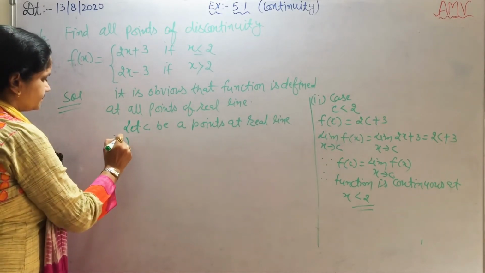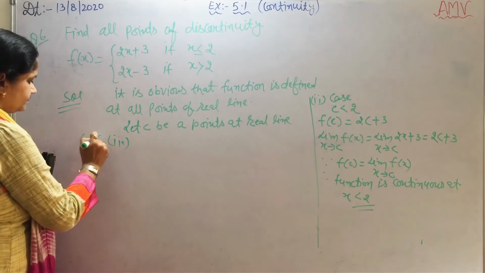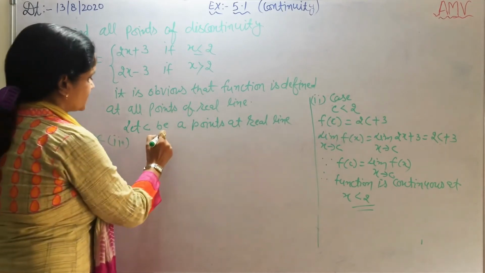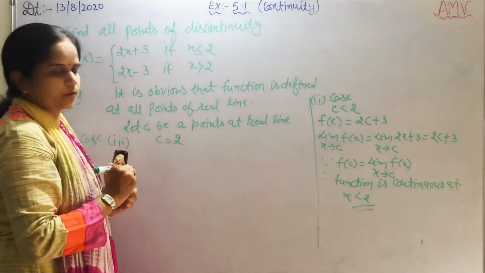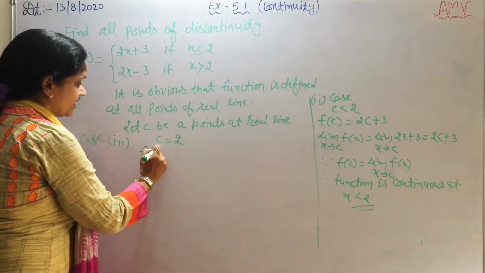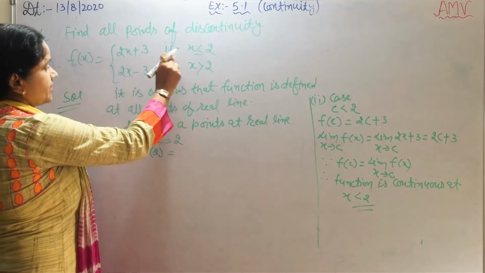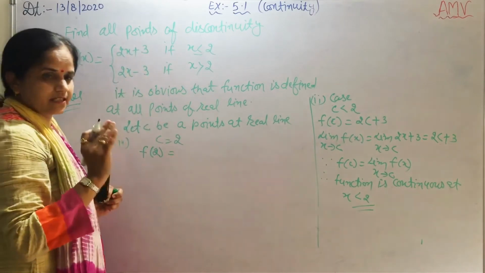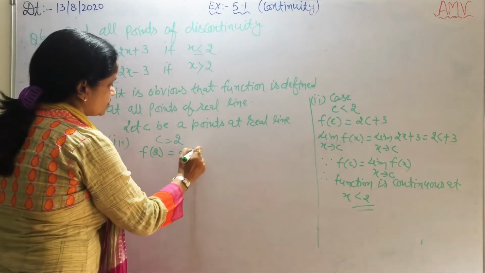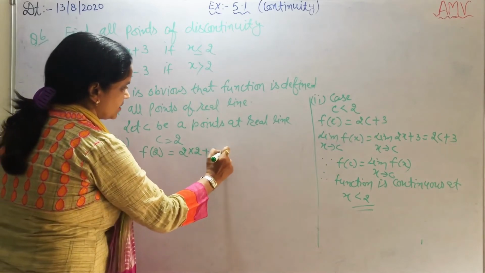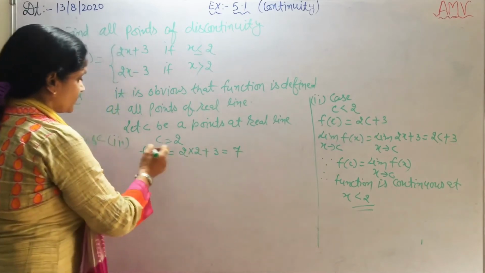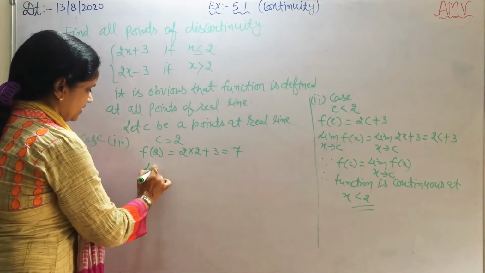Third case, when c is equal to 2. First find the value of the function f2. For f2 you have to take 2x plus 3. So it is 2 into 2 plus 3. It's 7.